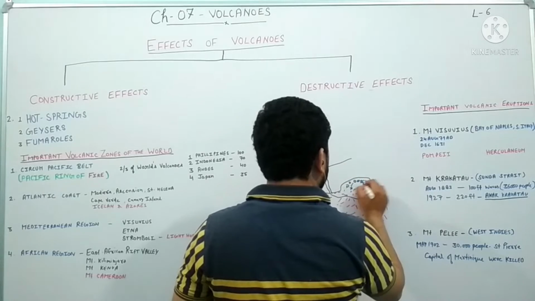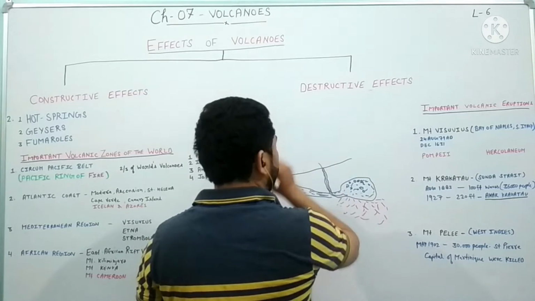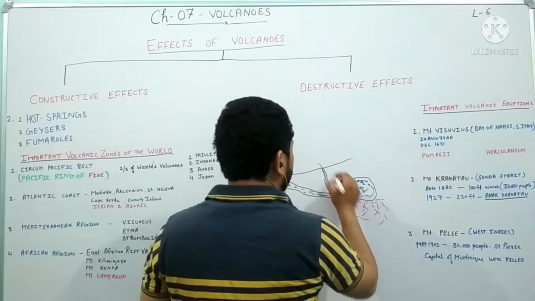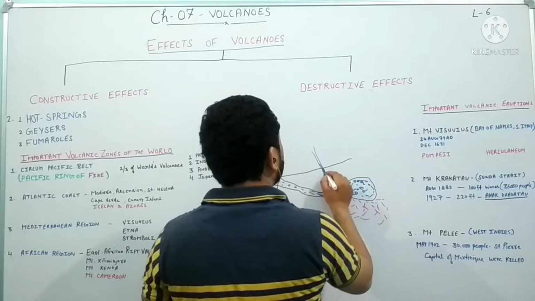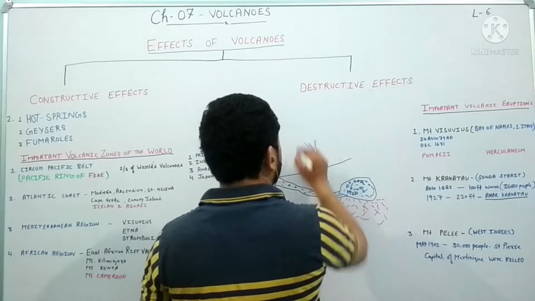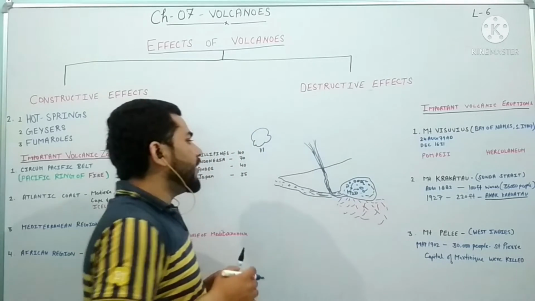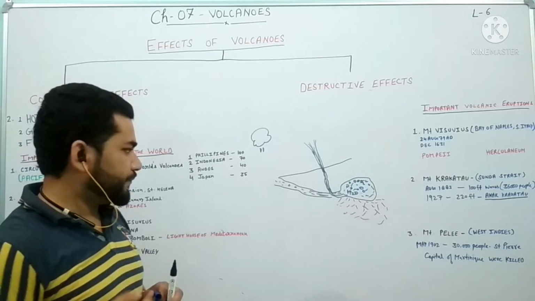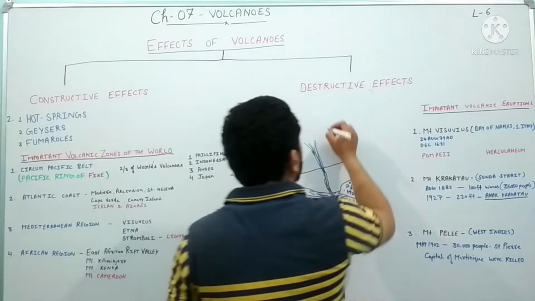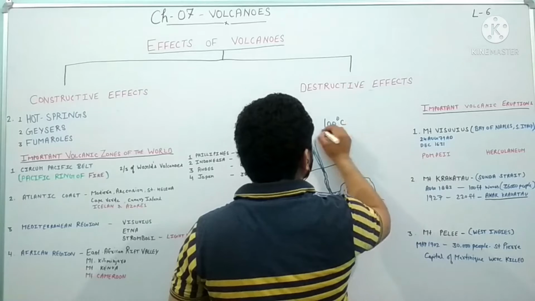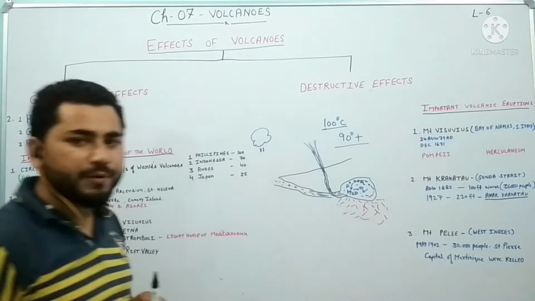When it changes into steam, this steam will come upside and take water with it. So this water gushes out at some intervals. It is an intermittent explosion of water from the ground. And the temperature of the water will be around 90 to 100 degrees Celsius and plus, so this much high temperature will be there.